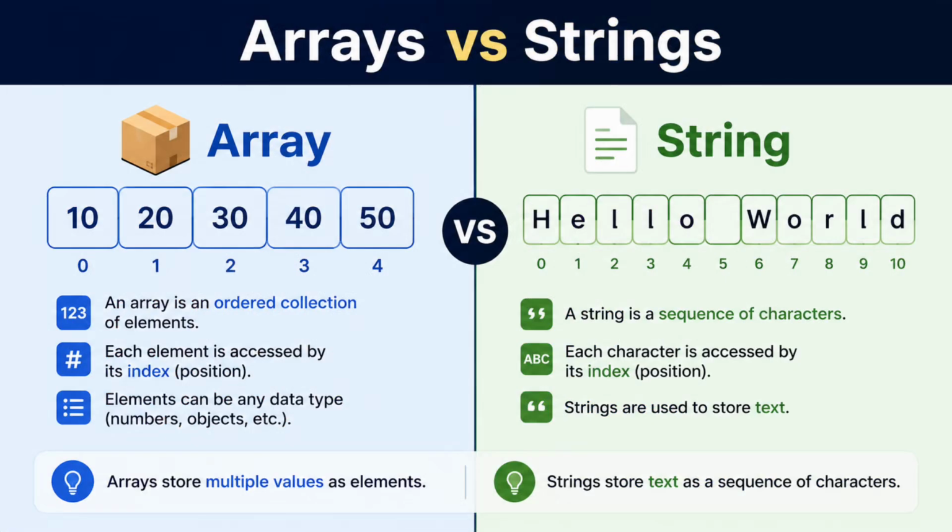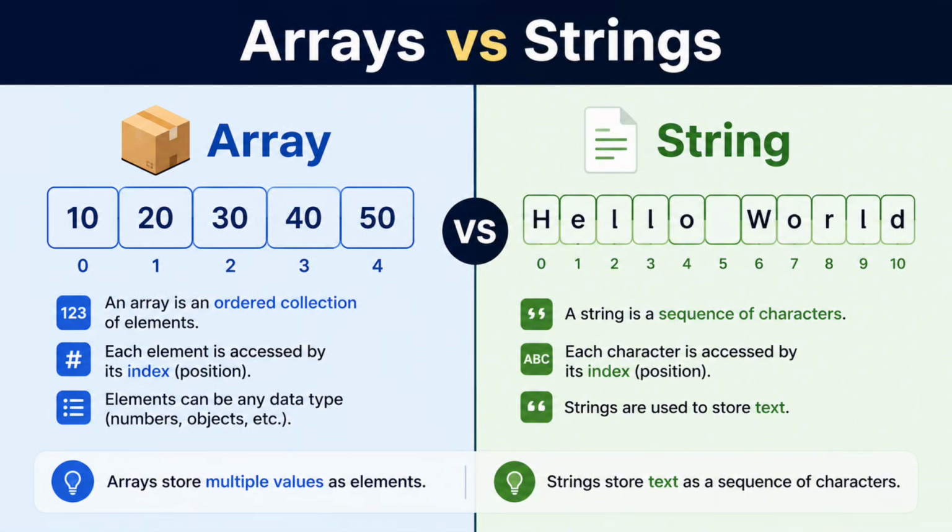Now, you may be wondering, what is the relationship between arrays and strings? The answer is simple. A string is actually a sequence of characters arranged one after another. In other words, you can think of a string as a specialized form of an array that stores characters. The main difference is that the C++ string class provides many built-in features, making it much easier to manipulate text.